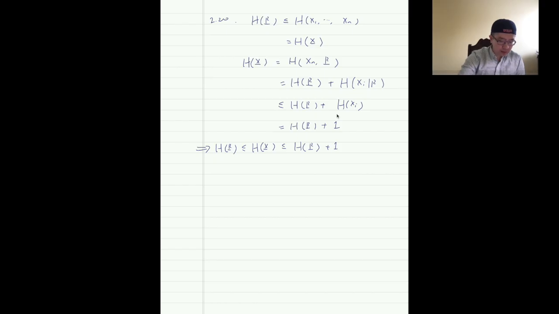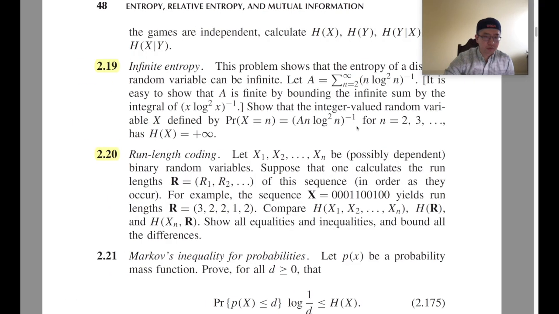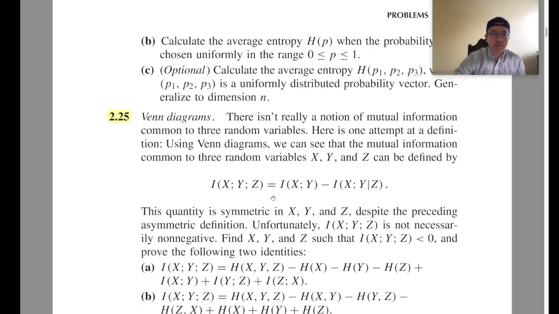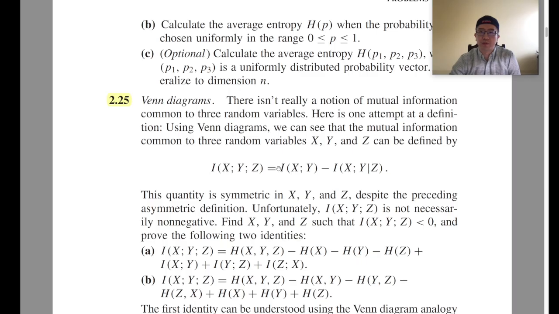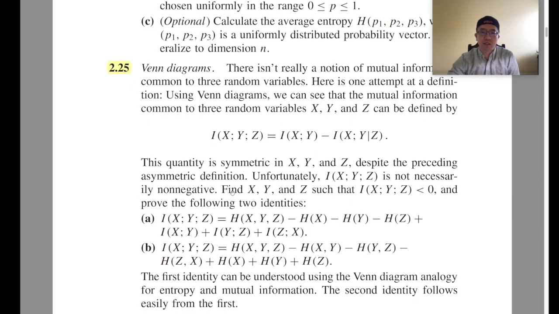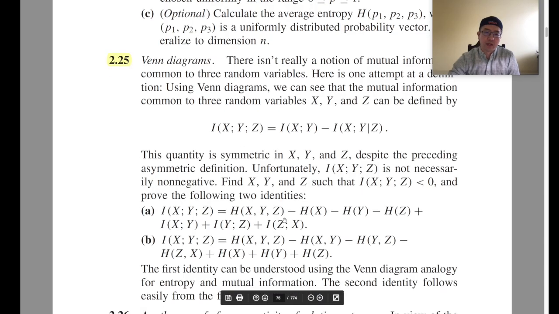Okay, so next, let's see the next question. The next question is question number 25, Venn diagram. This question is just purely computation, right? It defines a three-way mutual information, which is kind of the same definition as when we define the mutual information, but actually this guy is not a mutual information. And here we need to first find X, Y, Z such that this guy is less than 0, right? And then we need to prove the following two identities, right? Okay, let's see how we can do that.